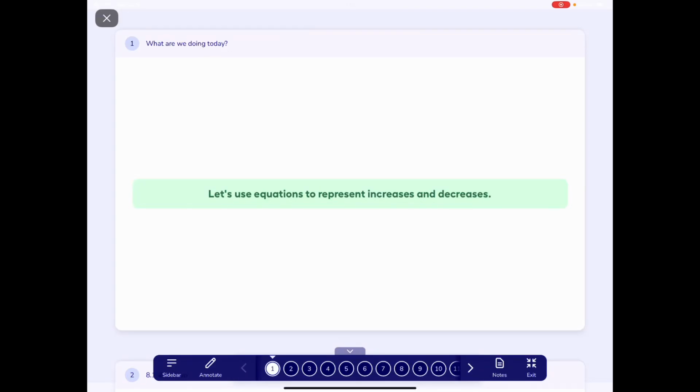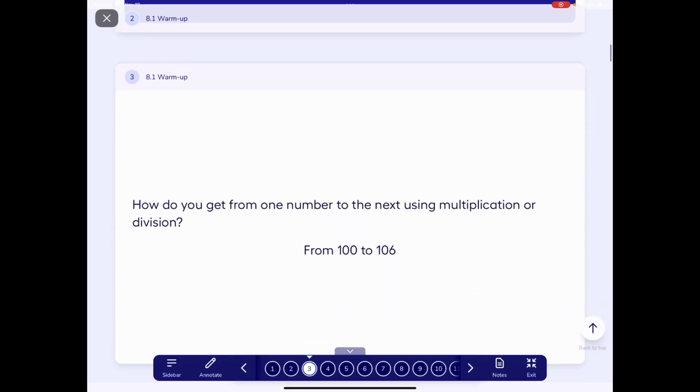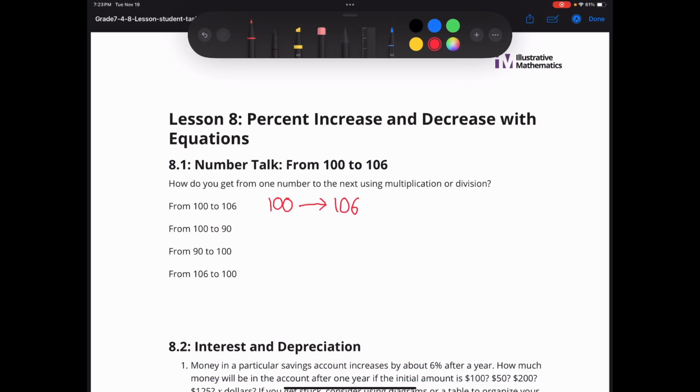In the past lessons, we've been learning about percent increases and decreases using doubled number lines. In this lesson, we're going to talk about percent increases and decreases with equations. How do you get from one number to the next using multiplication or division? How do you get from 100 to 106?